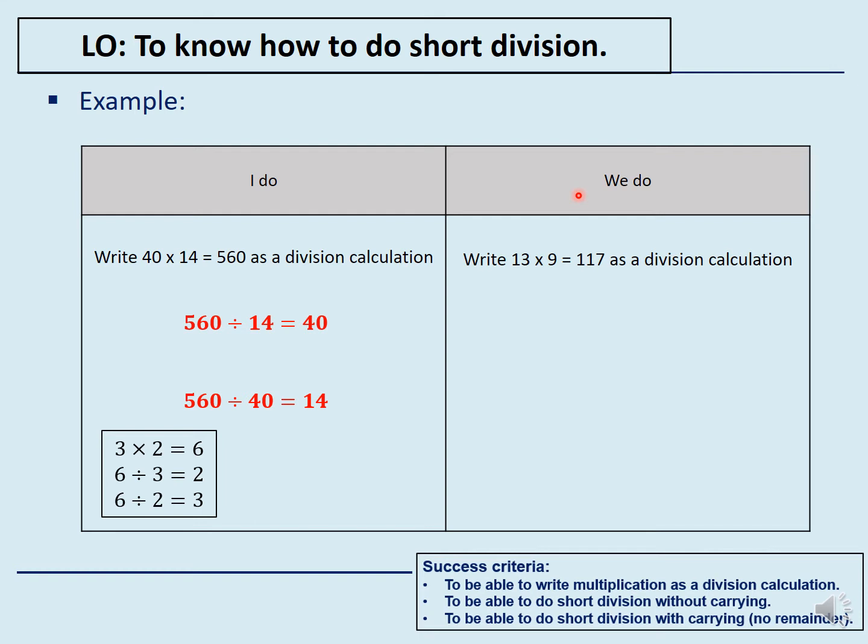You can write 2 division calculations here. You can write 117 divided by 9 equals 13, or 117 divided by 13 equals 9.